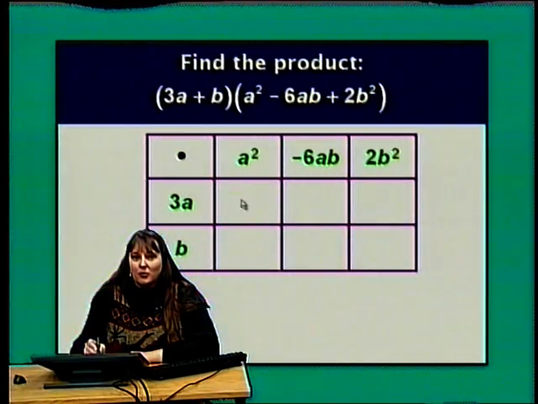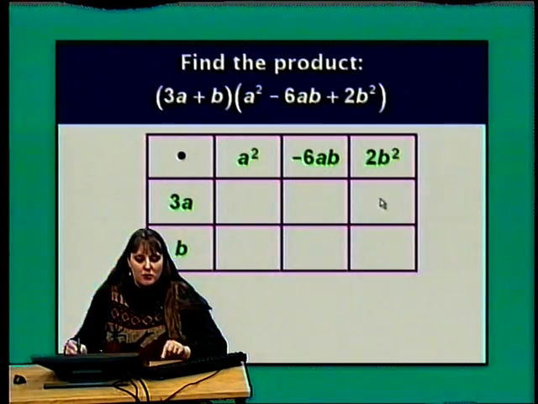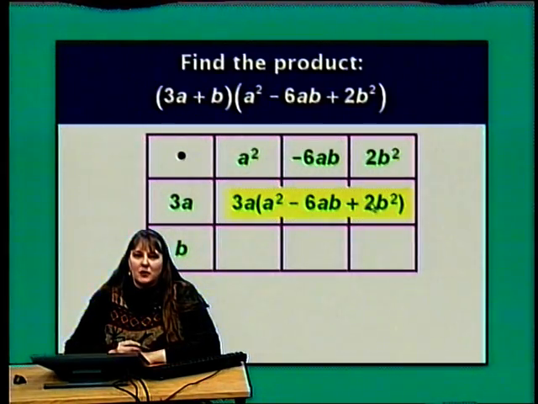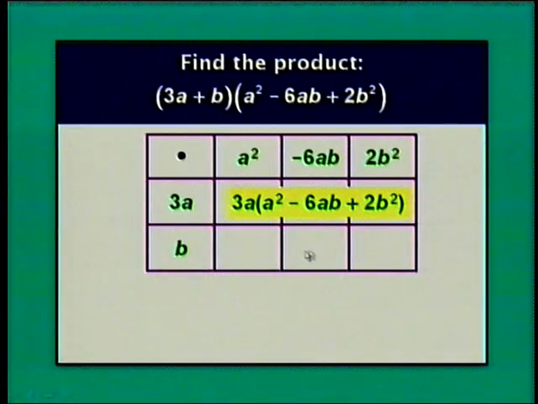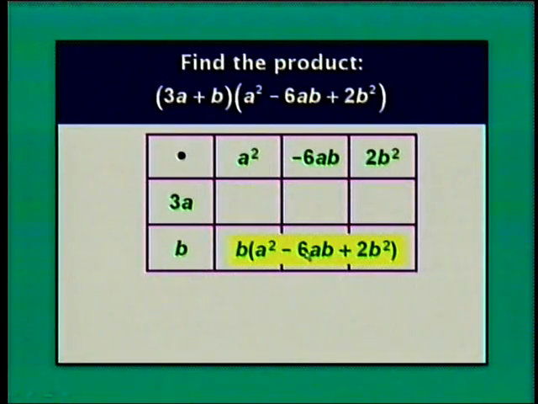In this cell, we're going to take 3a and multiply it by a squared. In this cell, we're going to take 3a and multiply it by negative 6ab. In this cell, we're going to take 3a and multiply it by 2b squared. In fact, in this first empty row here, what we're doing is distributing 3a over that trinomial a squared minus 6ab plus 2b squared. In the second row, in the blank spaces, we're going to take the b from that binomial and distribute it again over the trinomial a squared minus 6ab plus 2b squared. So let's do that.